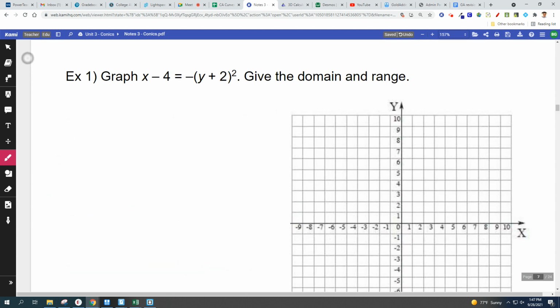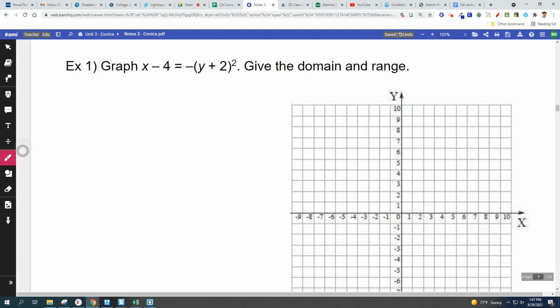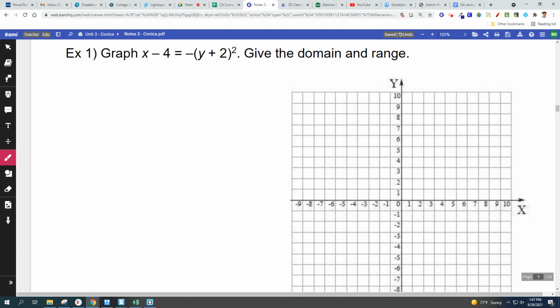Number 1, graph this thing, give the domain and the range. Now, one thing that you can help yourself out with is just recognize that this is going to be a parabola. When you see an x and a y squared, when one of the variables is squared, it's going to be a parabola. But do what you did in circles.